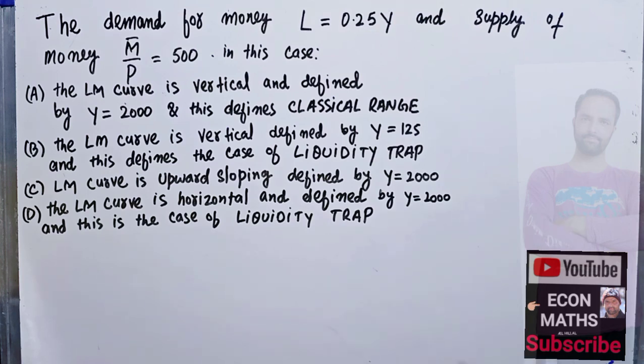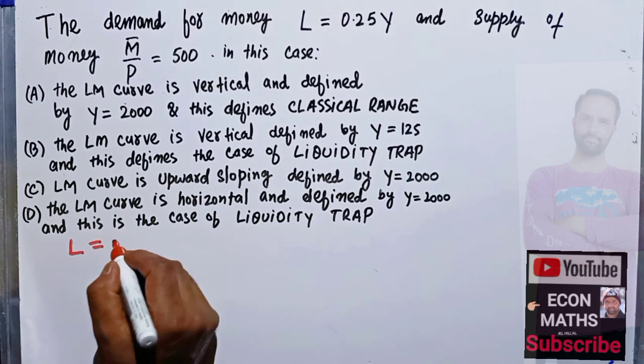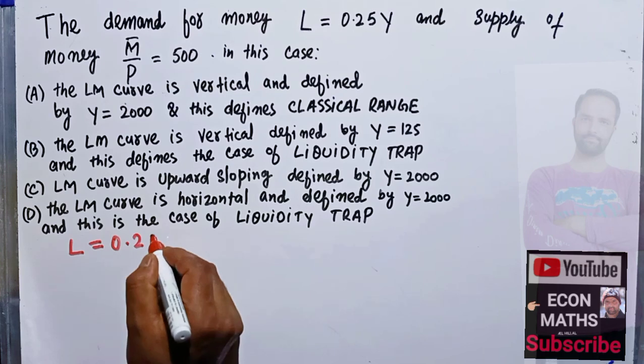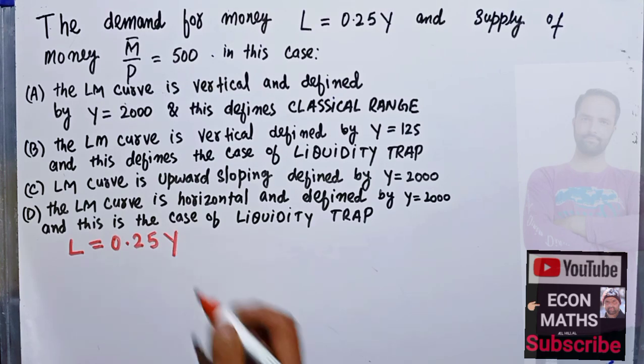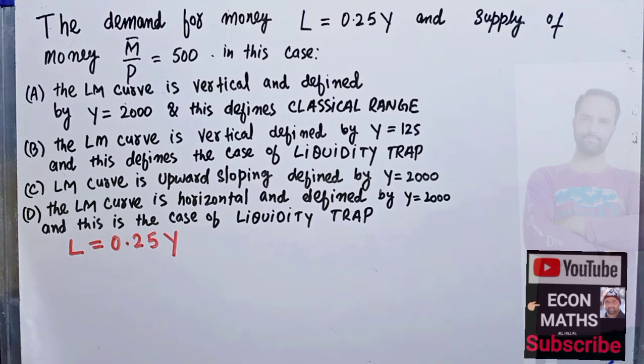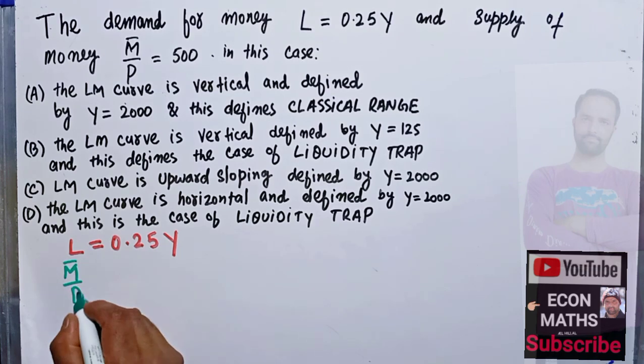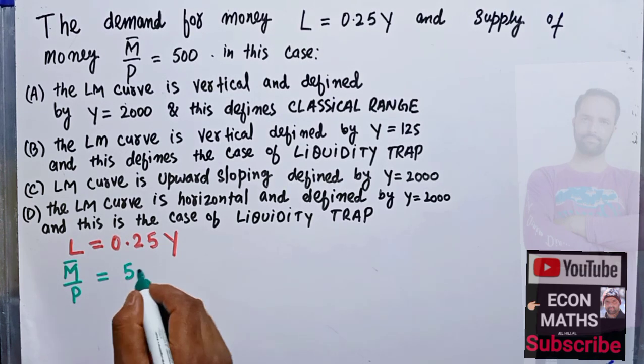So what are we being given? We are being given the demand for money as L = 0.25y. Here demand for money depends upon the level of income only. Also, money supply is being given to us as 500.